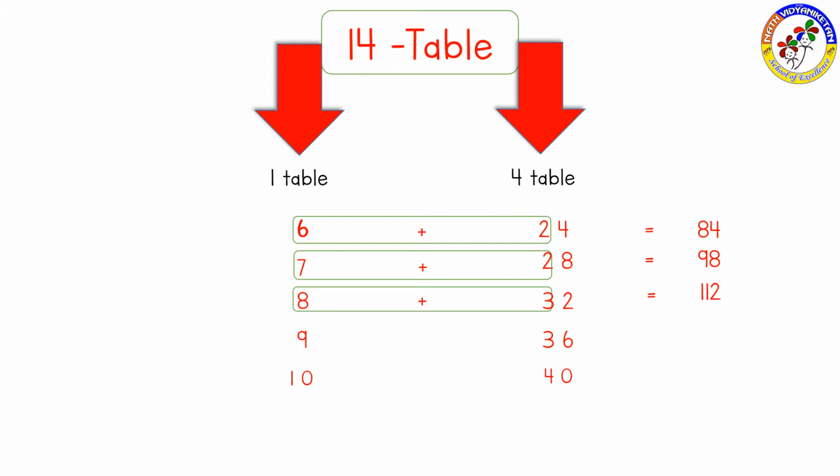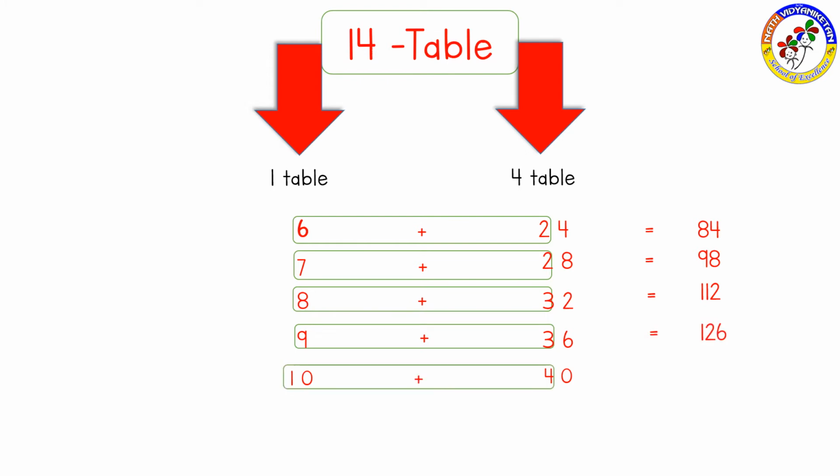That is 112. Now 9 plus 3. 9 plus 3 is 12. And write 6 as it is. That is 126. Now 10 plus 4. Sorry, not 0 plus 4. 10 plus 4 is 14. And write 0 as it is. That is 140.